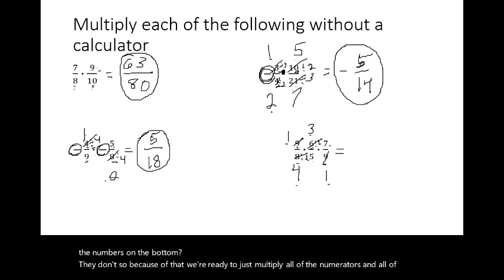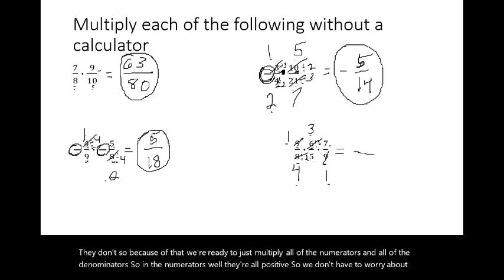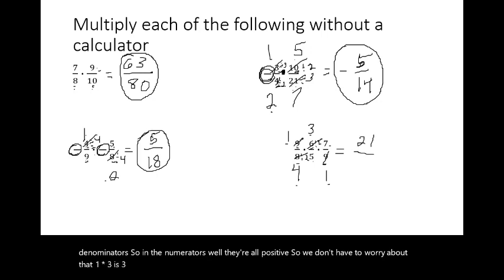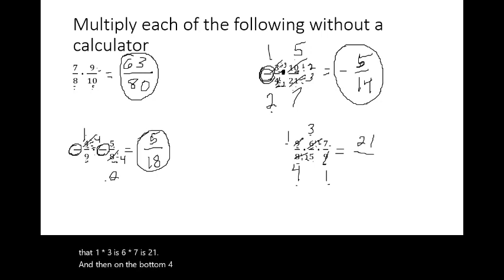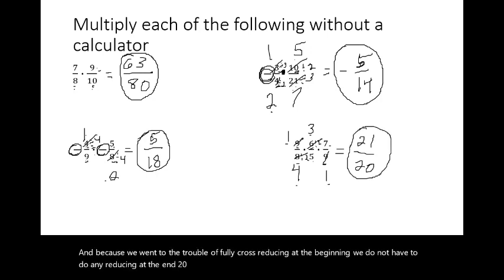So in the numerators, well, they're all positive, so we don't have to worry about that. 1 times 3 is 3. 3 times 7 is 21. And then on the bottom, 4 times 5 is 20. 20 times 1 is 20. And because we went to the trouble of fully cross-reducing at the beginning, we do not have to do any reducing at the end. 21 over 20 is now our final answer.